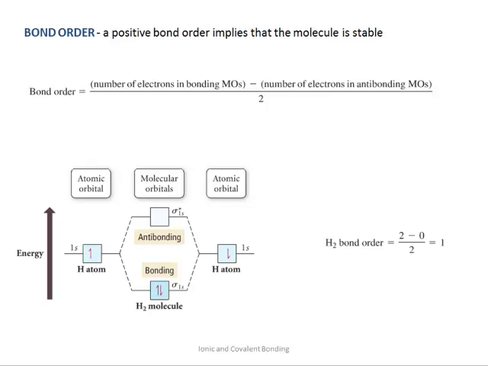If we look at this from a very simple mathematical point, we can calculate what is known as the bond order. What we're going to do here is subtract the number of electrons in the antibonding orbital from the electrons in the bonding orbital, and then divide that by 2. If we get a positive bond order, and for hydrogen, the first example, 2 minus 0 divided by 2 is positive 1, that will predict that this molecule would be stable.